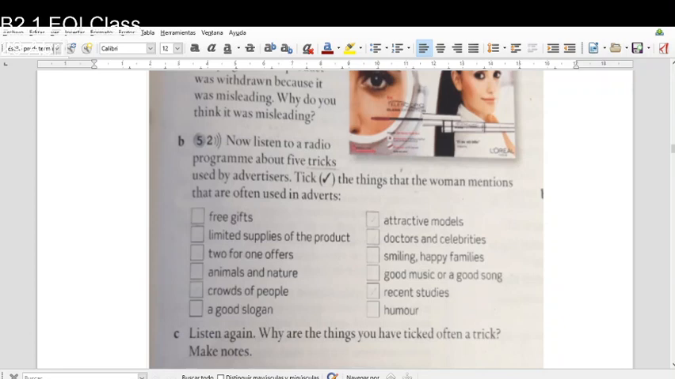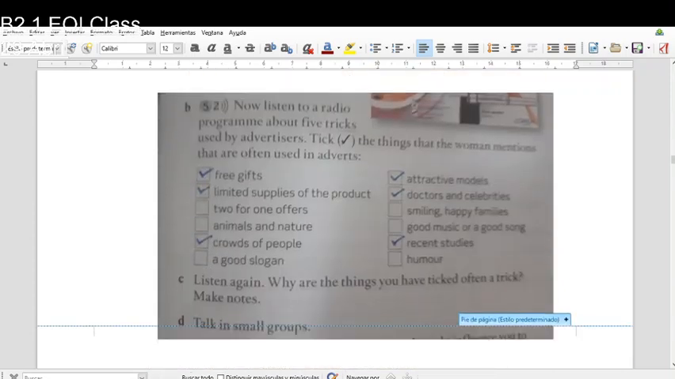Well, very interesting. If you need another time to listen to it, remember it is recorded in the video, and you have access to the audio. Then, let's see the things that the woman mentions. Now, she mentions the things that are often used in adverts, of course, free gifts. And when something is free, we want it. But they said that it's tricky because maybe you have already paid for it.